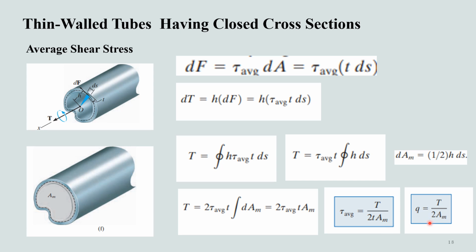Here tau average is the average shear stress acting over a particular thickness of the tube. T is the resultant internal torque at the cross section. t is the thickness of the tube where tau average is to be determined. Am is the mean area enclosed within the boundary of the center line of the tube's thickness. Since q is equal to tau average times t, the shear flow throughout the cross section becomes as shown.